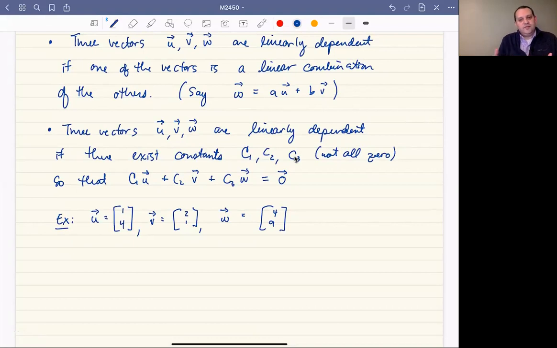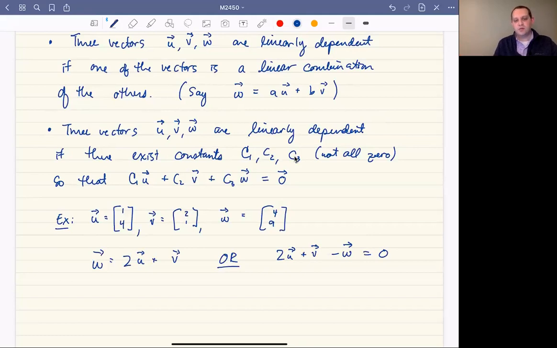There's lots of reasons why, but one reason you can see right away is that it turns out that W is 2 times U plus V. In other words, you can write one of the vectors as a linear combination of the others. Or, equivalently, we could write 2U plus V minus W equals 0. And now we have a non-trivial solution to this equation. When I say 0, I mean the 0 vector.